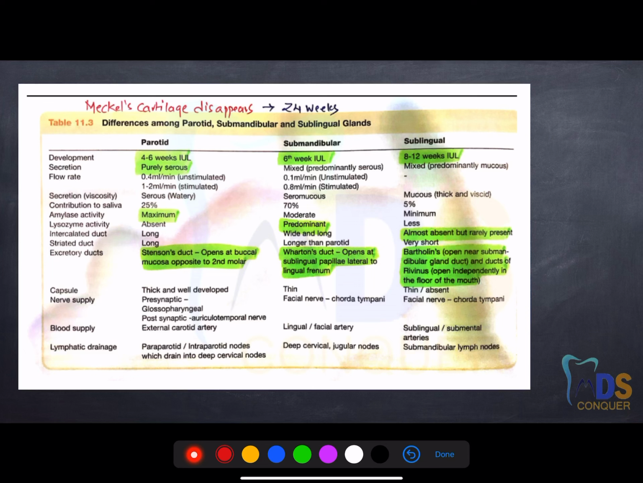Then comes the comparison between the different glands, and this is a table taken from the textbook, very important. Meckel's cartilage disappears at the 24th week, whereas your parotid gland develops at 4 to 6 weeks, submandibular at 6 weeks, and sublingual at 8 to 12 weeks.